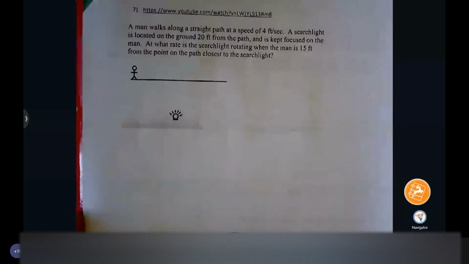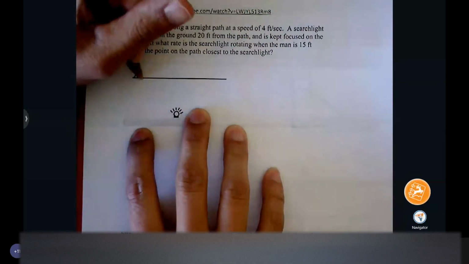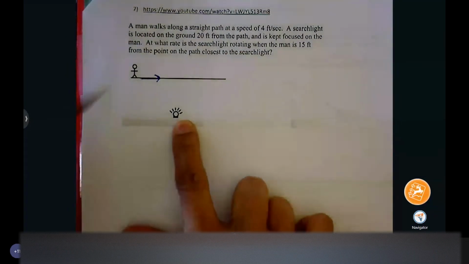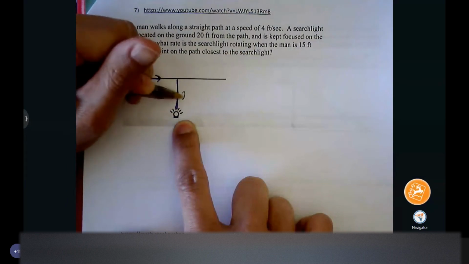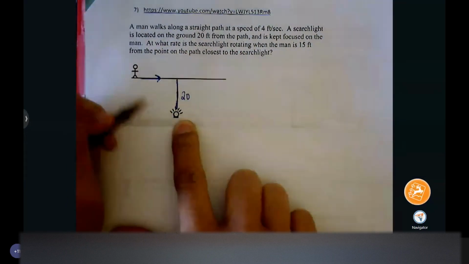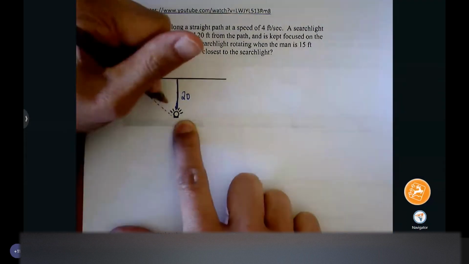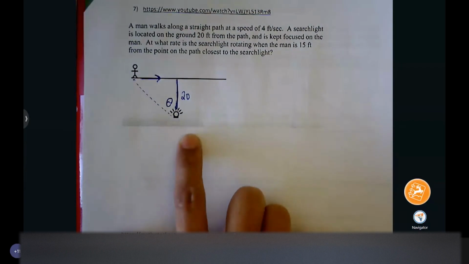Okay, here's number 7. A man walks along a straight path at a speed of 4 feet per second. A searchlight is located on the ground 20 feet from the path, and it's kept focused on the man. At what rate is the searchlight rotating when the man is 15 feet from the point on the path closest to the searchlight?